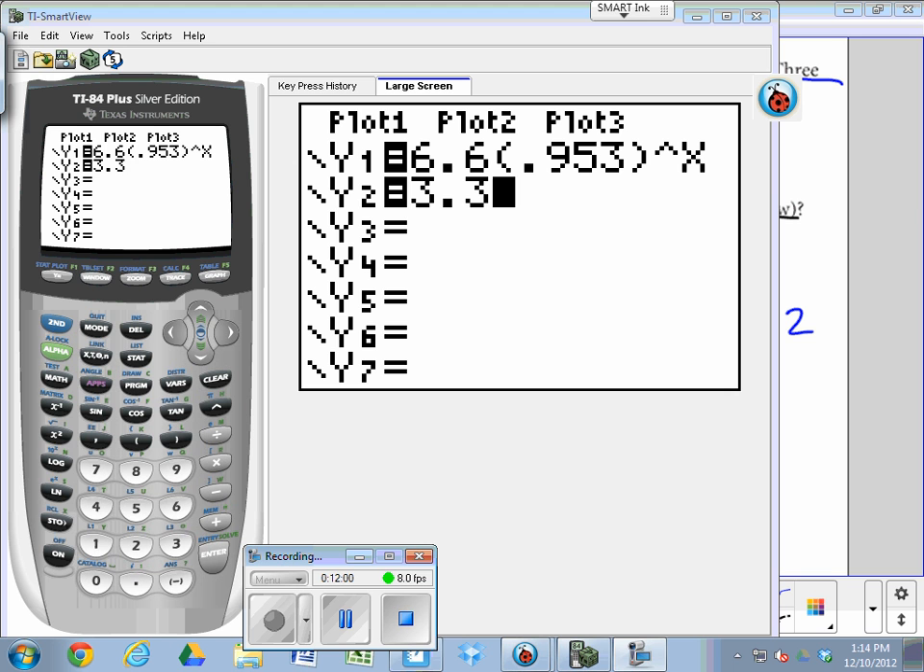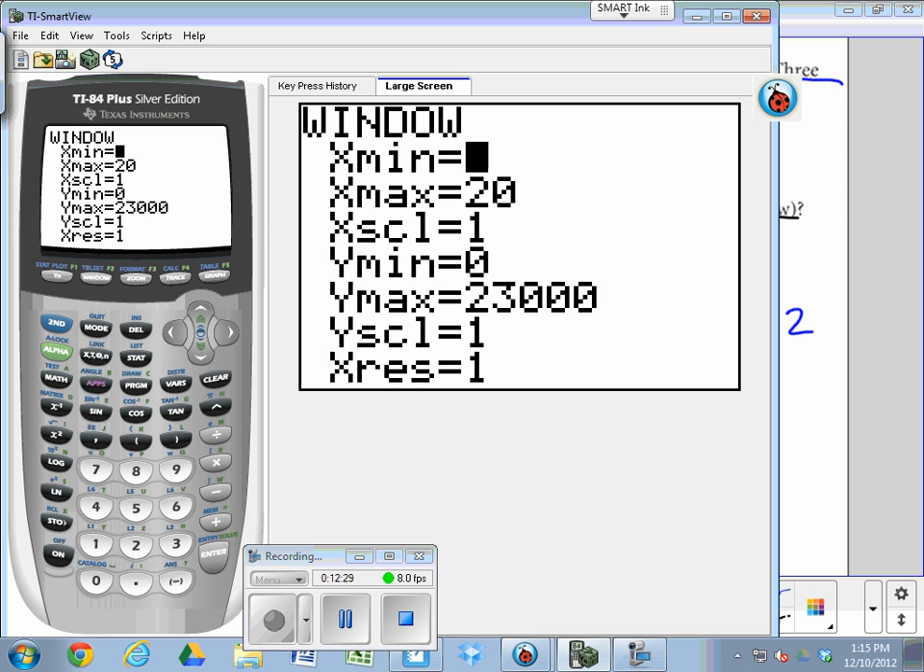Okay, we're back, and we have y1 being 6.6 times 0.953 to the x, and that is using 2007 as year 0. If you used a different one, then you would use a different starting amount, and you would be looking for a different half-life. All right, so you have to know what your starting year is and how many years past that you're looking for. What are we looking for using 6.6 as our base year? Well, let's go to Window, and by the way, the answer to that question is 50. We want to make x 50. So what should I put in for x max? Something bigger than 50. All right, I'm going to put in 55 years.